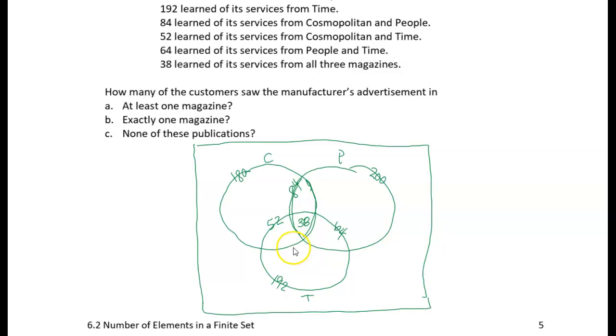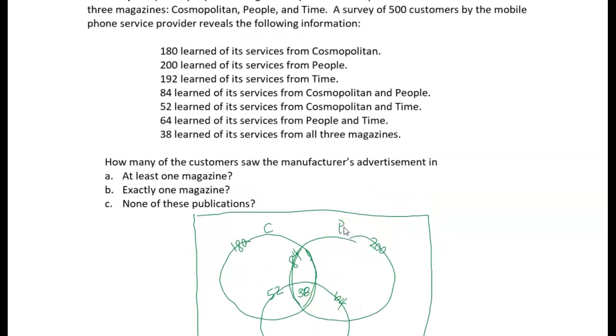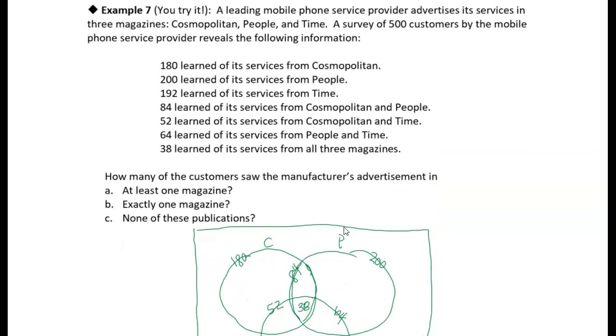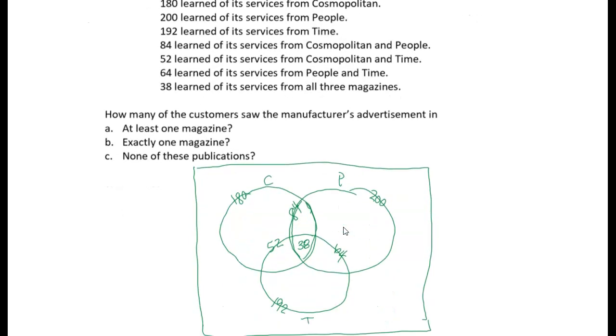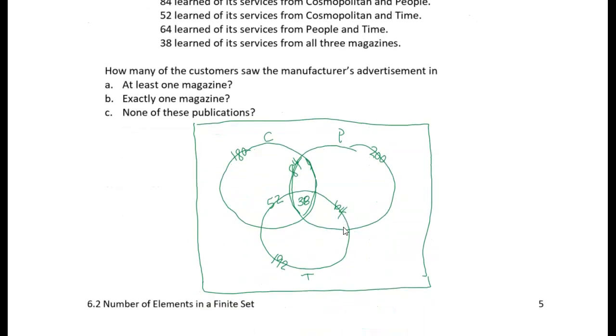Okay, and then we're asked a bunch of questions about how many saw the manufacturer's advertisement in at least 1 magazine, exactly 1 magazine, and none of these publications. All right. Let's see. I think we're also told up here that there were 500 customers surveyed. So I should probably put that on this line too. So 500 represents everybody in the survey, which is our universal set.